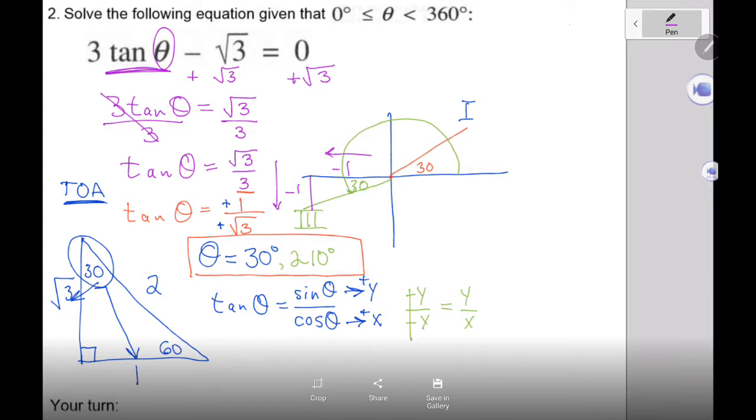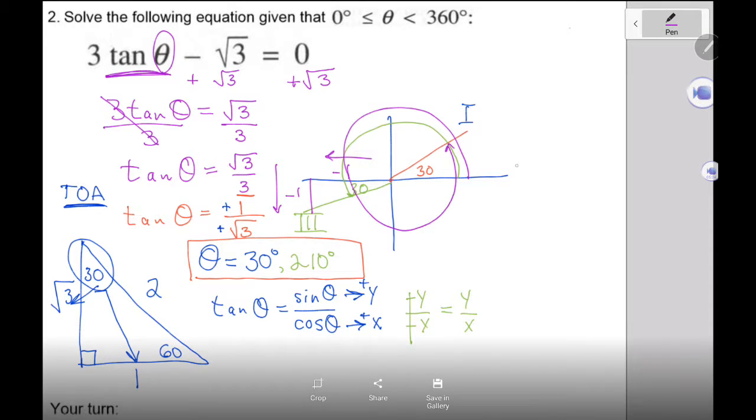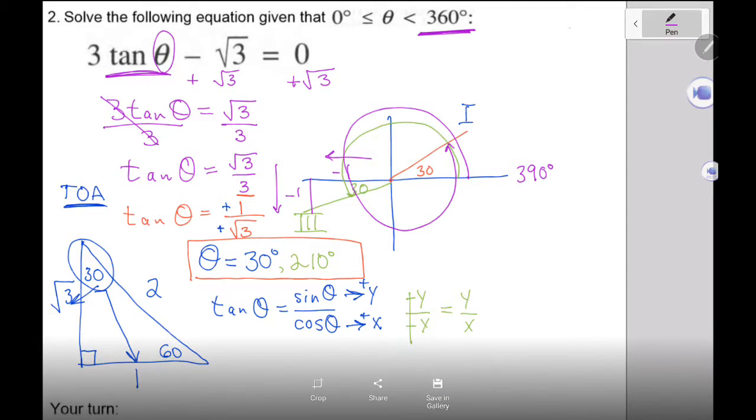And of course, I want to always answer the idea that if somebody says, what if I go all the way around and come back up here on 30, that would be 360 plus 30, that'd be 390. But I'd say, well, we're limited to stop at 360 there. We have to be less than 360. So we'll stop with these two answers, 30 and 210. Okay.